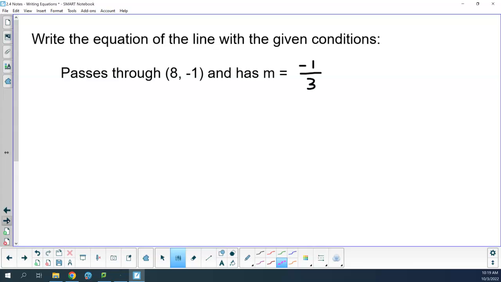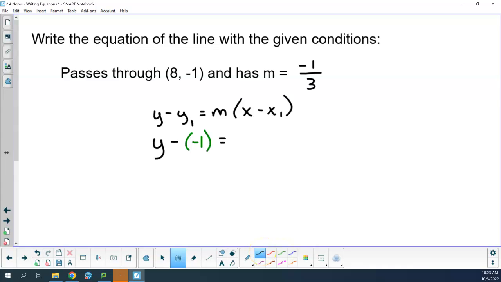Write me the equation of the line that passes through (8, -1) and has a slope of -1/3. Start with point slope form: y minus y sub 1 equals m times x minus x sub 1. So then that's going to be y minus -1 equals -1/3 times x minus 8.